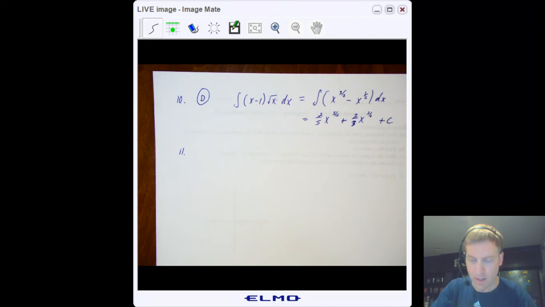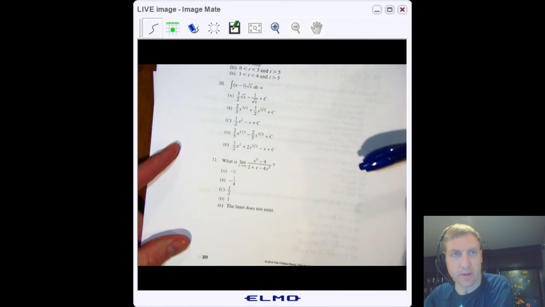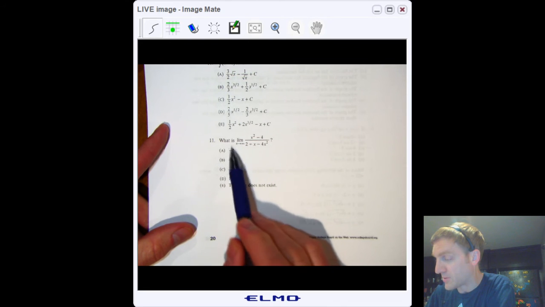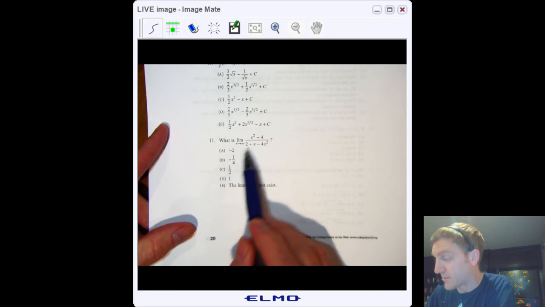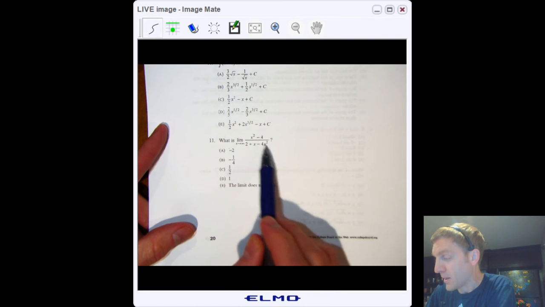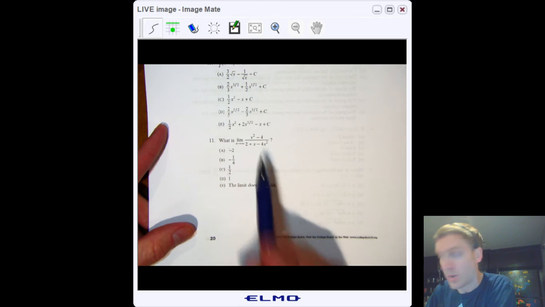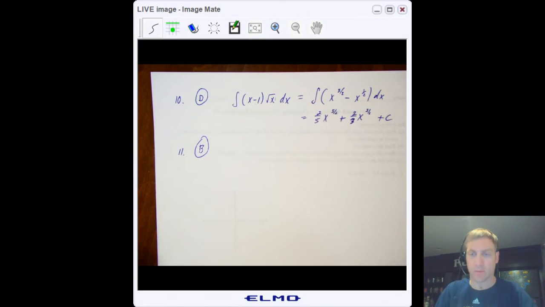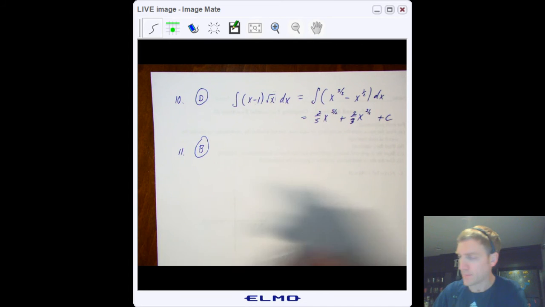Number 11, this limit, let's just look at the problem here. Most of you got this. Limit as x goes to infinity. When you see that, that is a horizontal asymptote. When it's a rational function, you want to look at the 3 different cases. The degrees: is it larger on top, larger on the bottom, or equal? In this case, they're equal. You look at the leading coefficients, it's -1/4. So B, -1/4.